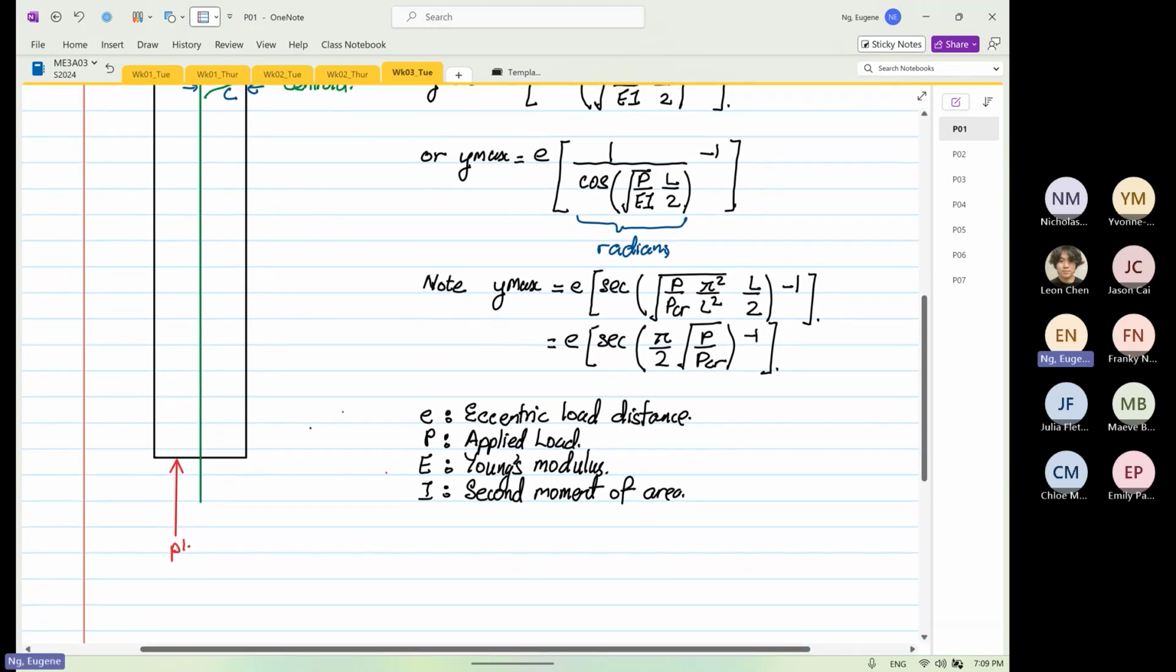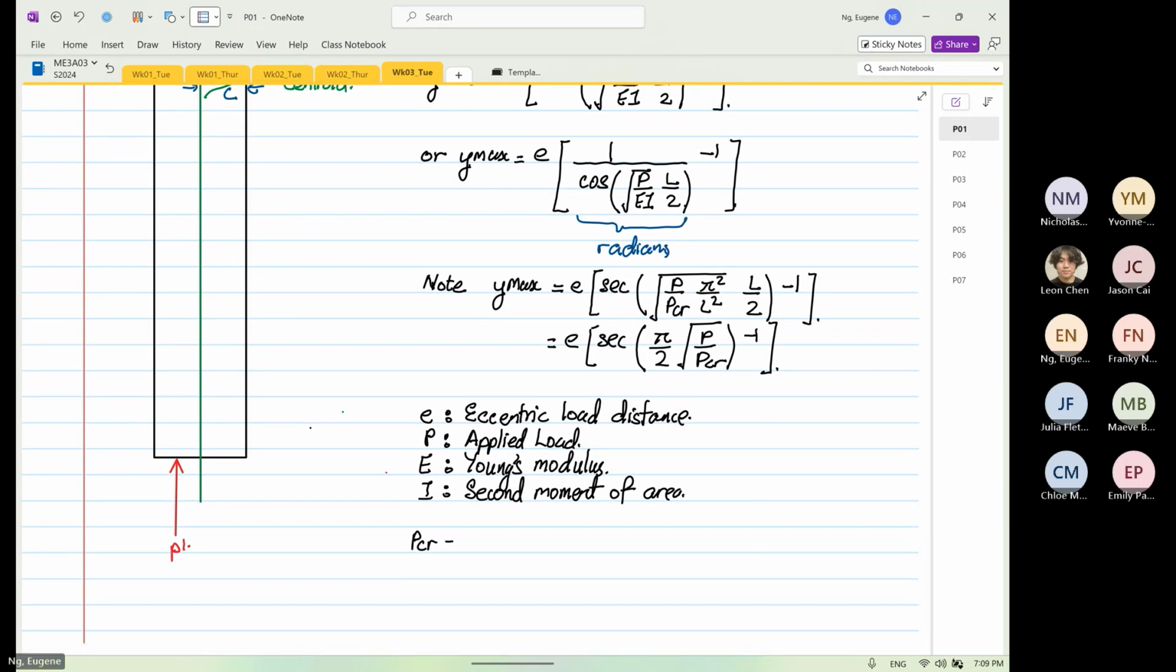And P_cr, or critical load, can be written as pi squared over L squared EI. Okay. And you have seen this term before, or it can be equal to pi squared over L_e squared EI. We have seen this term in centric buckling as well.